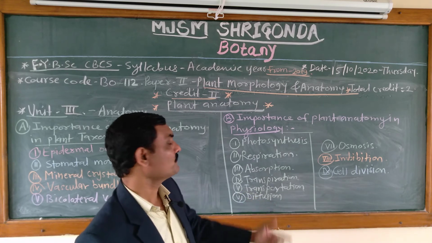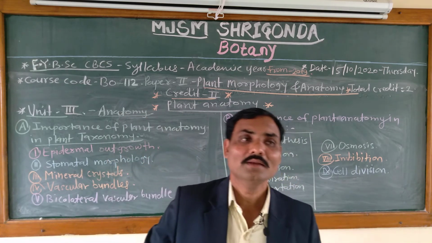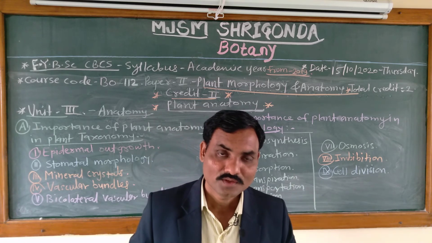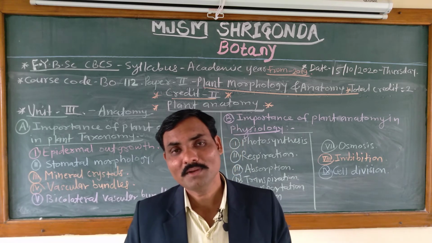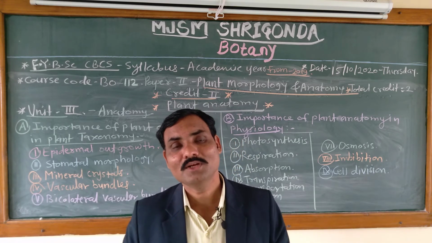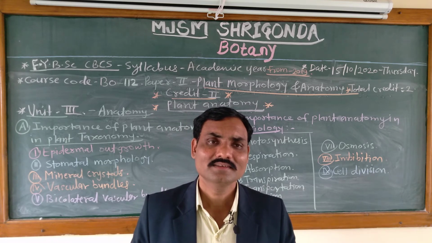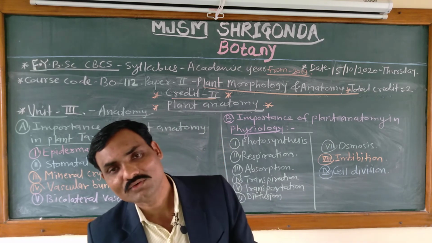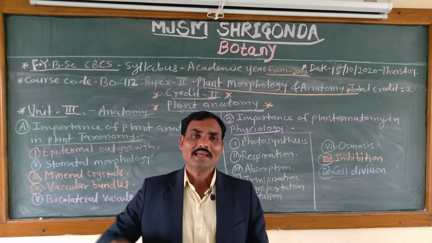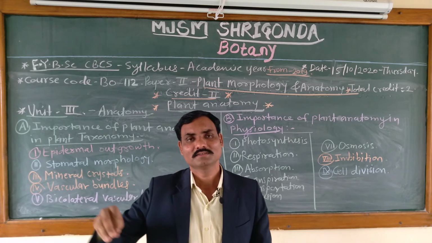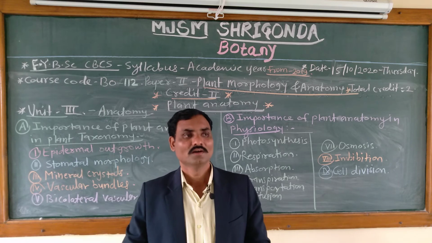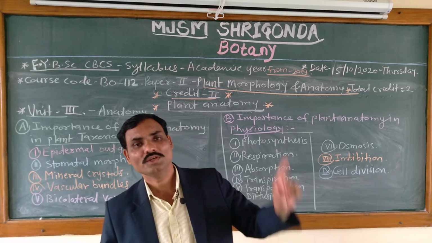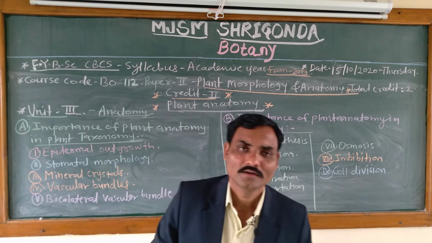Next is transportation: how water and minerals are transported from one point to another. We know that the root is the underground part of the plant. When the roots come in contact with the soil, and the water is present in the soil, and the soil water comes in contact with the root hairs, then capillary action occurs and absorption of water takes place with the help of the root, and that absorbed water is sent to the apex of the plants.